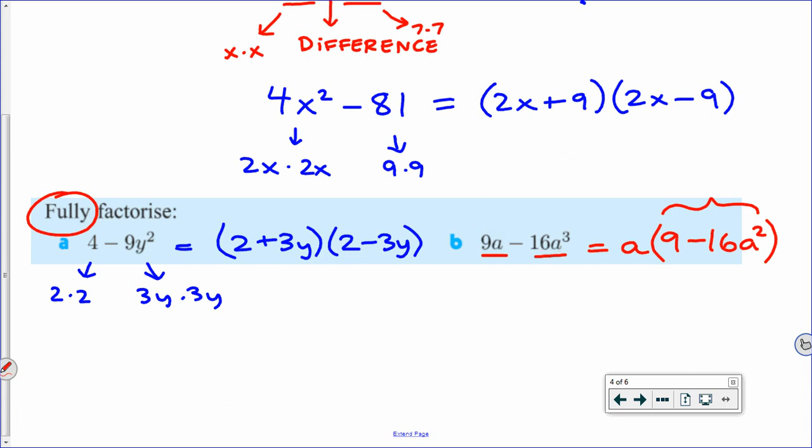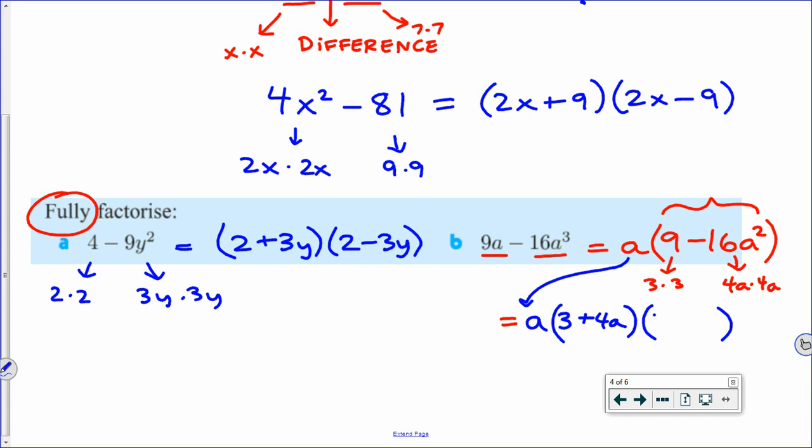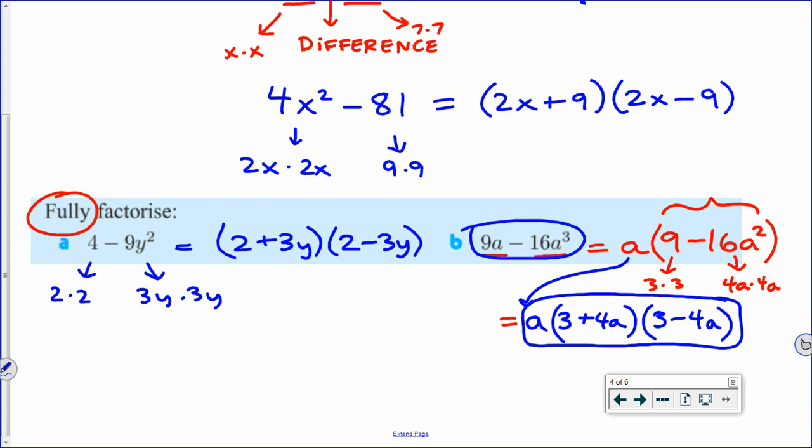This is a difference of perfect squares, because I can see that 9 is 3 times 3, and 16a squared is 4a times 4a. So to go one step further and fully factor this, I need to keep this a that I factored out. Don't get rid of that. And then I need to break up this difference of perfect squares into 3 plus 4a and 3 minus 4a. And if someone were to come along and redistribute this final factored answer and simplify it, it would end up giving you exactly what you started with.